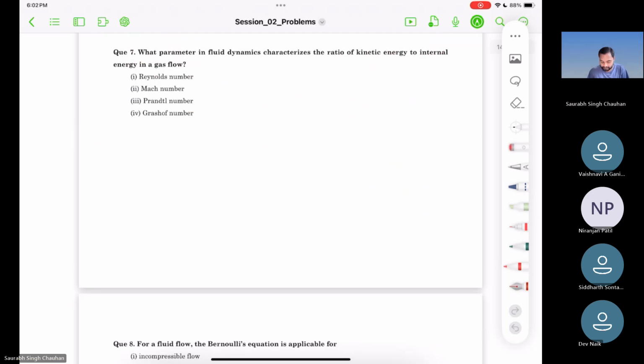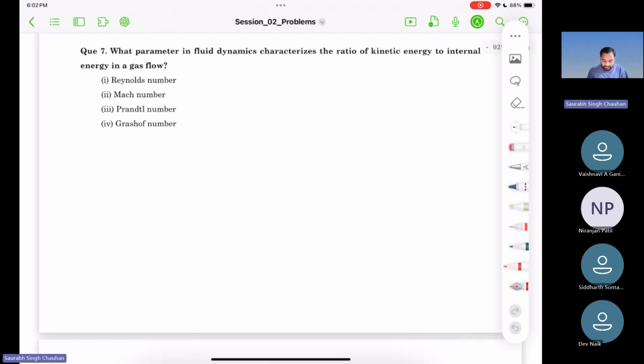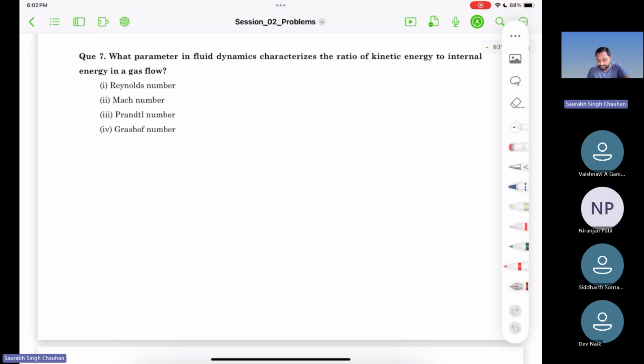Next. Question number 7 says which parameter in fluid dynamics characterizes the ratio of kinetic energy to the internal energy in a gas flow. So again, we have 4 options. Reynolds number, you know Reynolds number. What is Reynolds number? Reynolds number is basically the ratio of inertial forces to the viscous forces. It is not the ratio of kinetic energy to internal energy. So this is not the correct option.